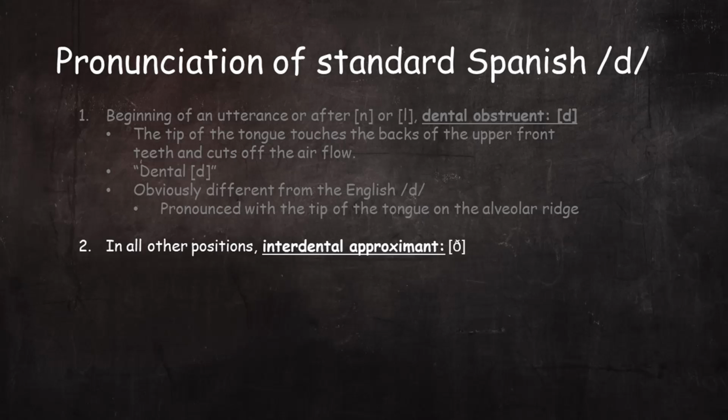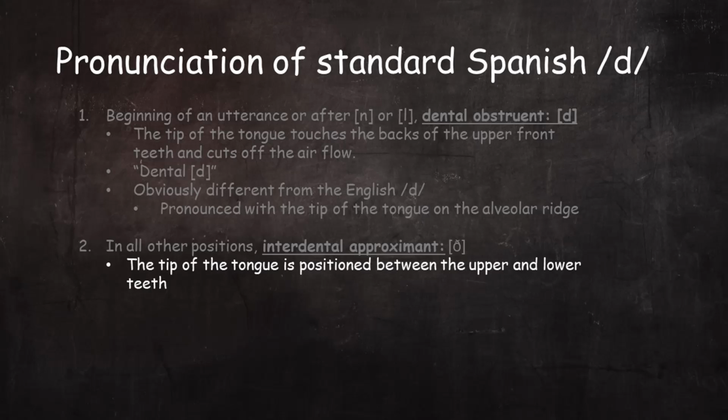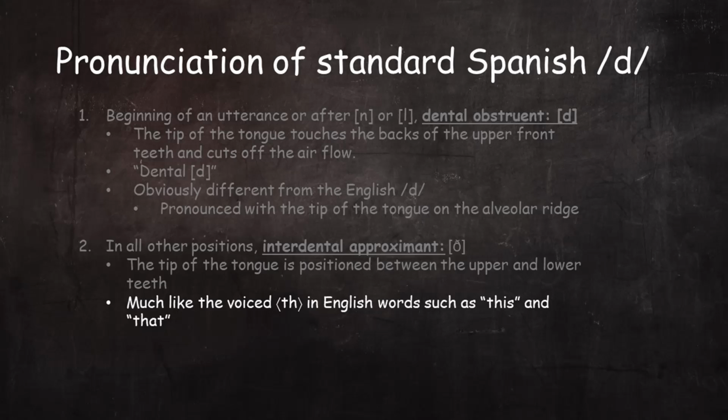In all other positions in words and phrases, Spanish D is pronounced as an interdental approximant. This means that the tip of the tongue is positioned between the upper and lower teeth, much like the voiced TH sound in English words such as this and that. From here on out, I'm going to refer to this Spanish D as the interdental D, and I'll represent it as this character between brackets. This tongue position creates a sound that is very different in quality from the equivalent English D.